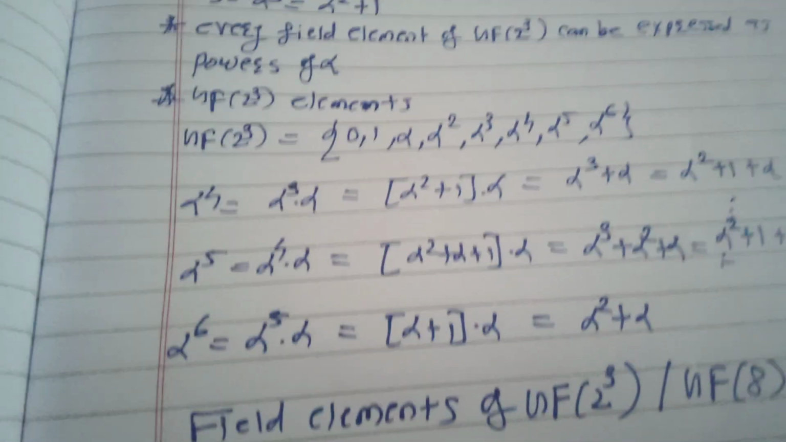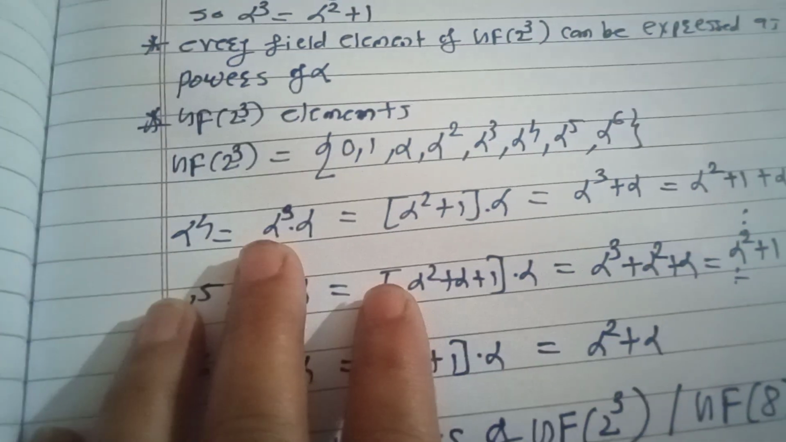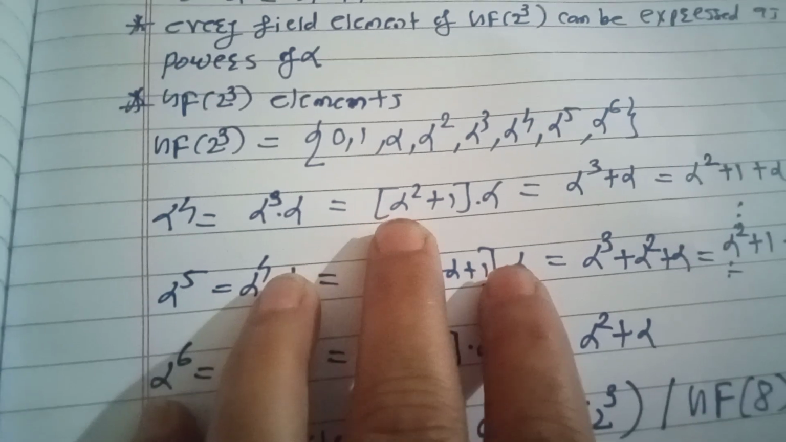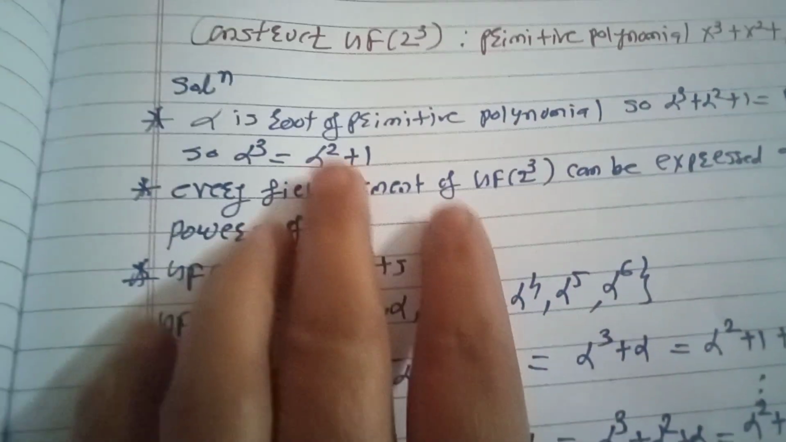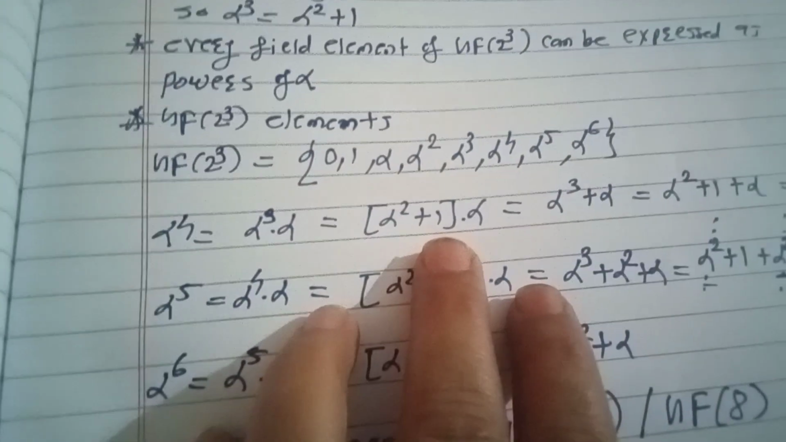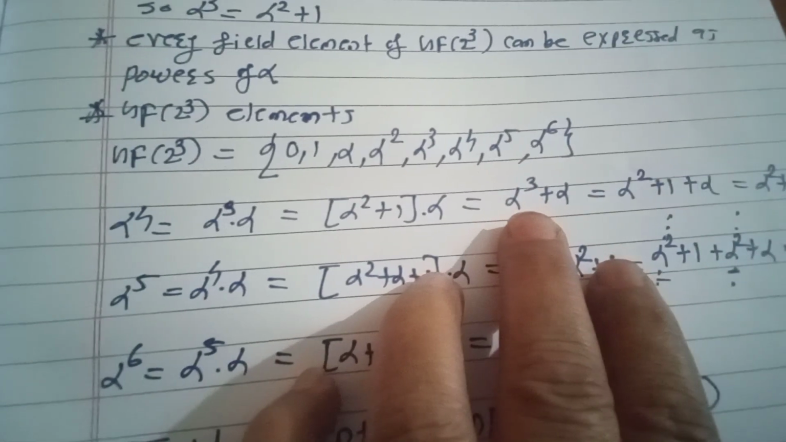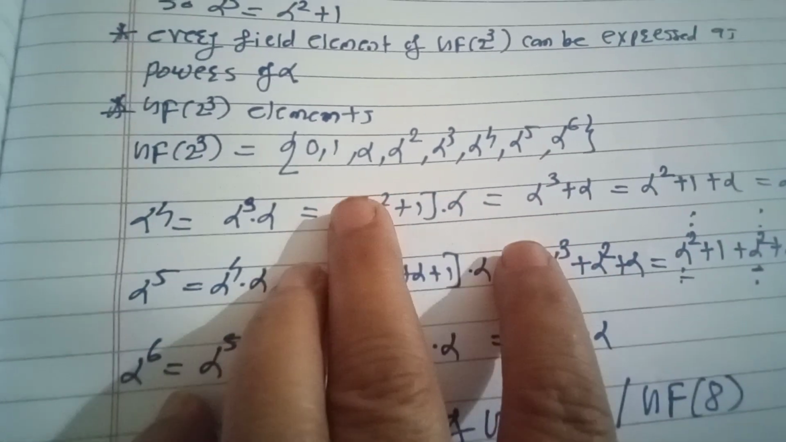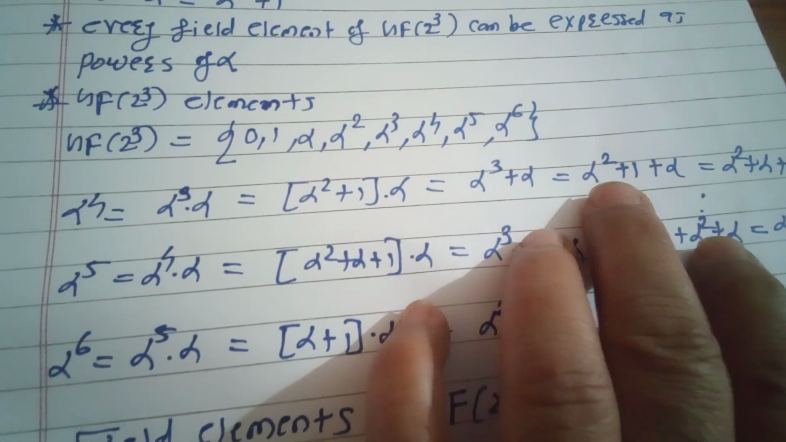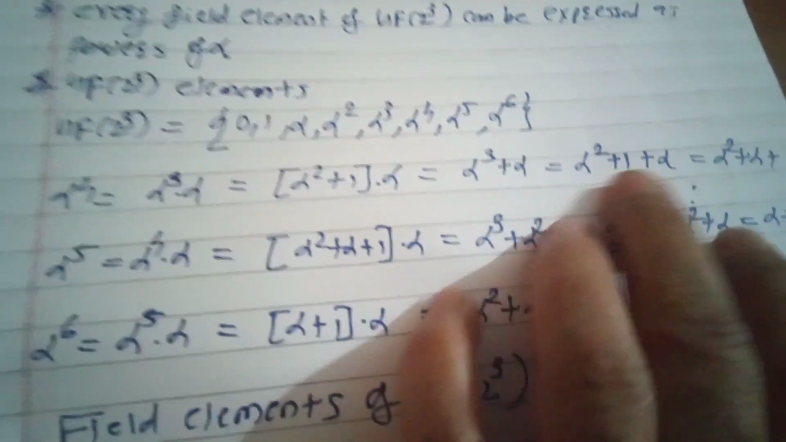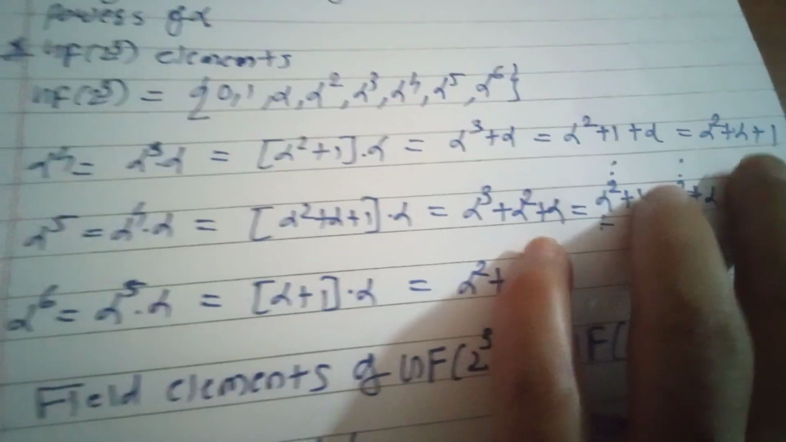So next we will find alpha raised to 4. Alpha raised to 4 is alpha cube into alpha. What is alpha cube? Alpha cube is equal to alpha square plus 1. So alpha square plus 1 into alpha is equal to alpha cube plus alpha. Alpha cube is alpha square plus 1, plus alpha. So that will be alpha square plus alpha plus 1.